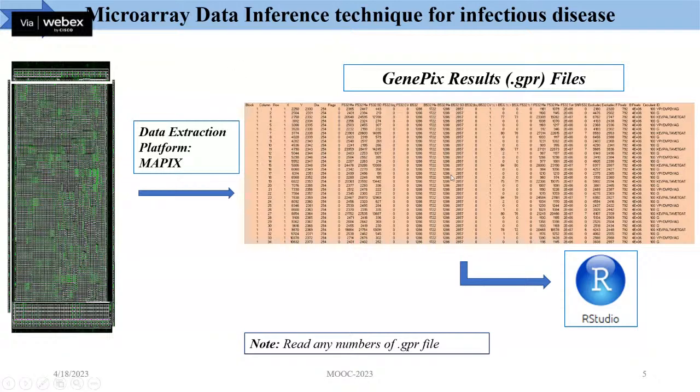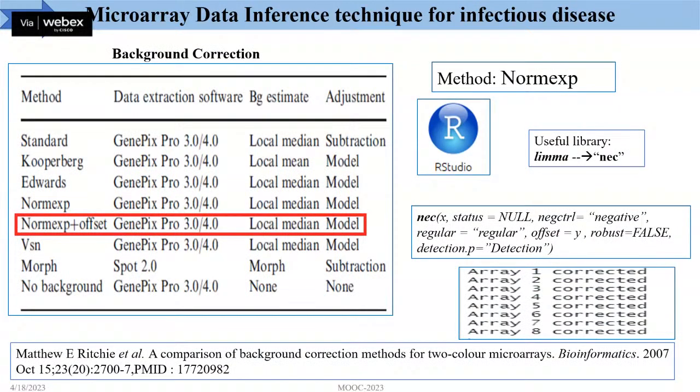So this is a GPR file, which I have shown for the peptide arrays. After reading the GPR file, the next very important part is background correction. Why? Because there are several models. I wanted to show you the standard background correction, and why models like Kooperberg, Edwards, and normexp plus offset came up. The standard model is the normal procedure and can be done from an Excel sheet as well. But the problem is, are we really taking the weak signal forward or not? Because sometimes a weak signal can also be a very interesting part of our analysis.